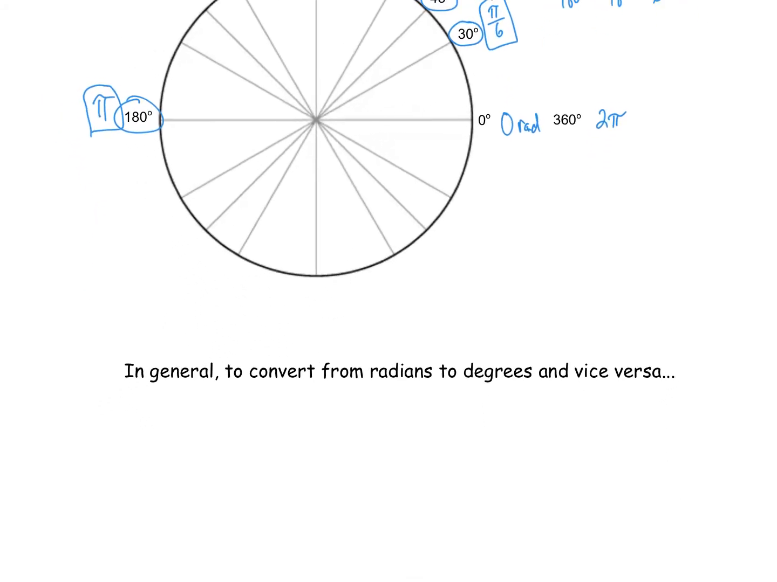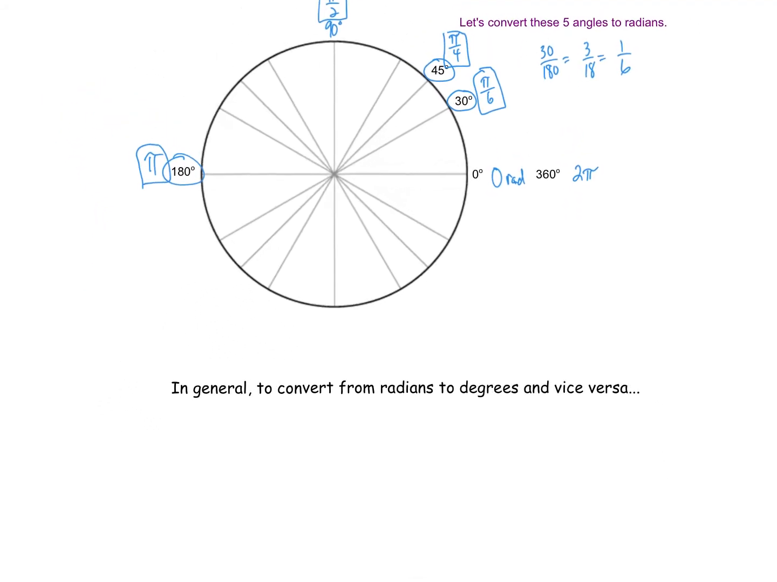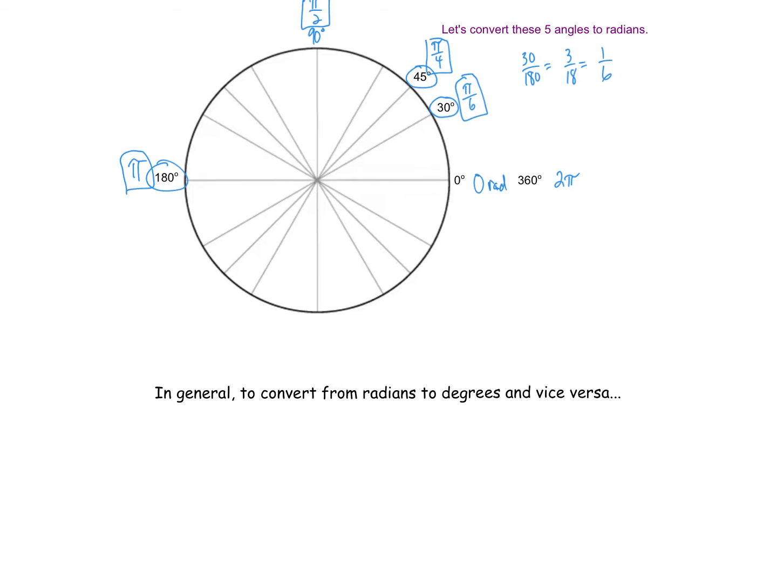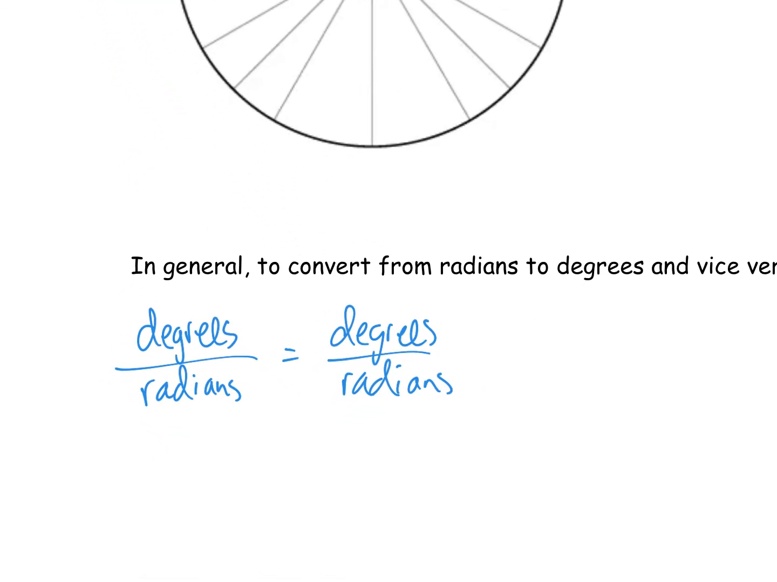So in general, to convert from radians to degrees and vice versa, there's a few different formulas, but I'm just going to show you one thing that will always work, okay? So we're going to set up a ratio. It's going to be degrees over radians is equal to degrees over radians. And obviously I'm not saying anything super complicated here, but we know a couple values on this. And we'll just start with the one that's probably the easiest. We know that 180 degrees is the same as pi, so we're going to set up that ratio.